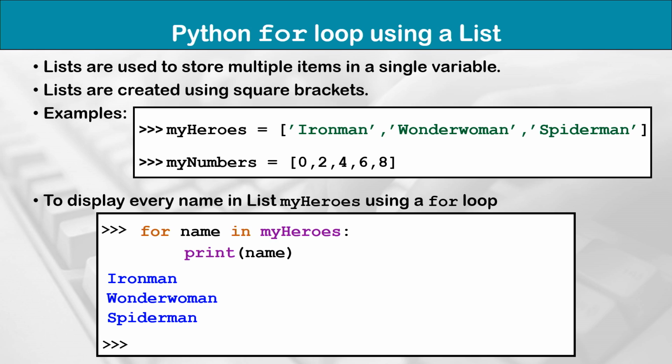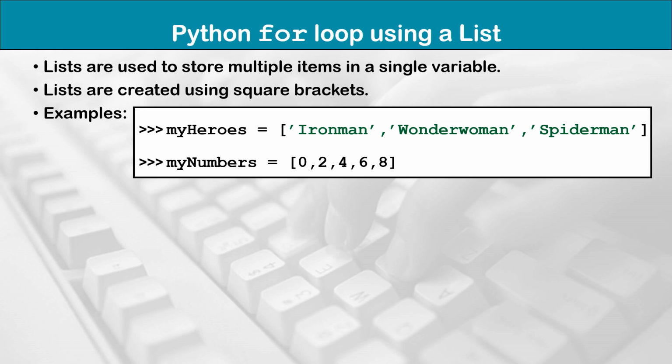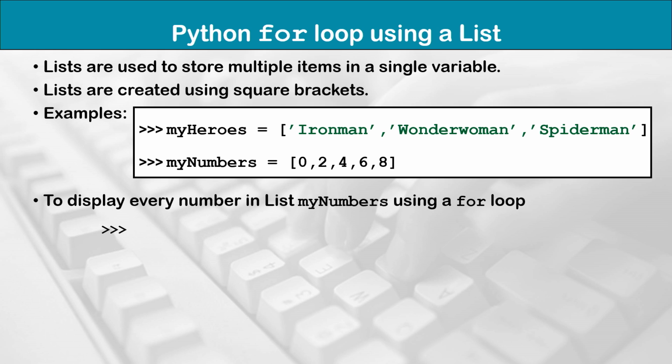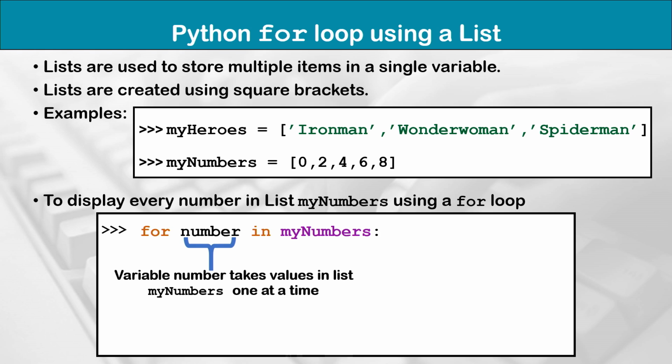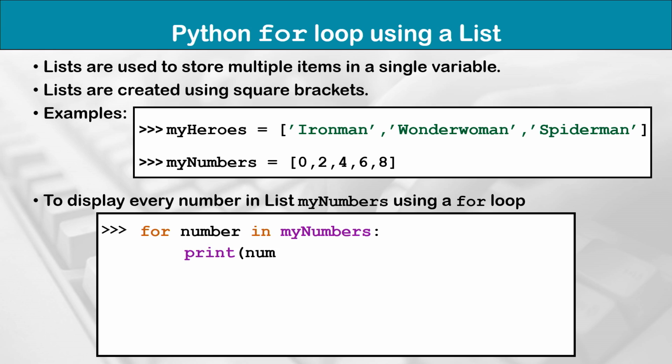one by one. To display every number in list myNumbers using a for loop, for number in myNumbers, variable number will take values in list myNumbers one at a time. Print number displays the correct number on the screen. 0, 2, 4, 6 and 8.